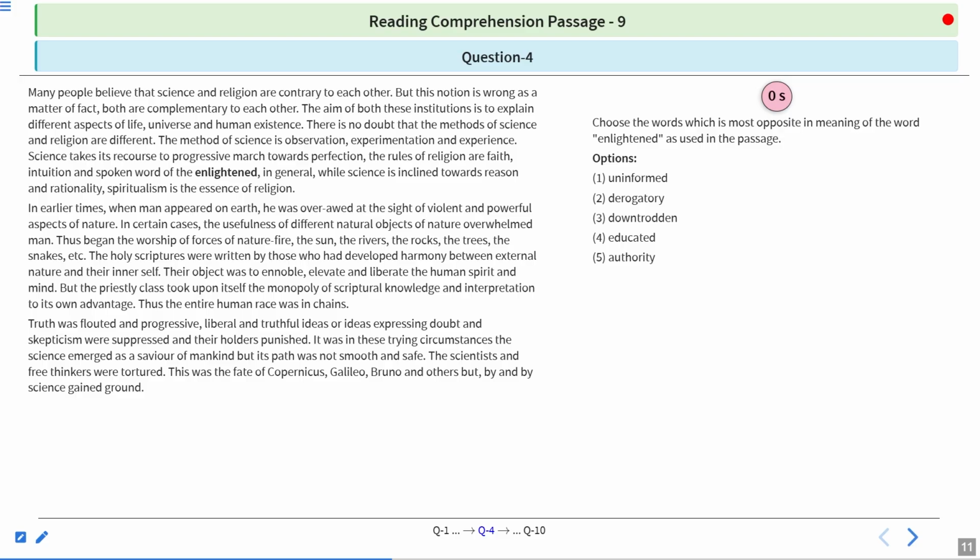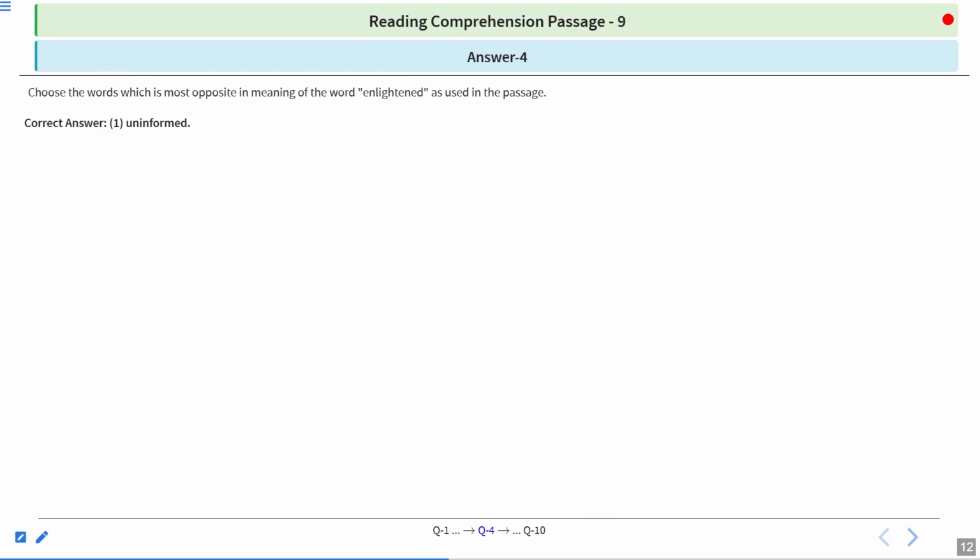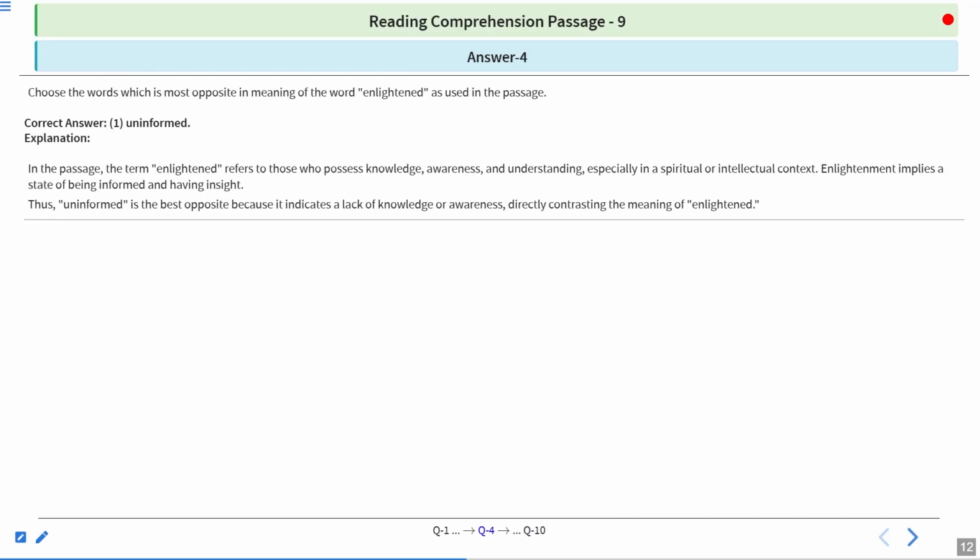I hope you have understood. Let's move to the correct answer. The correct answer is 1. Uninformed. And the explanation is in the passage, the term enlightened refers to those who possess knowledge, awareness, and understanding, especially in a spiritual or intellectual context. Enlightenment implies a state of being informed and having insight. Thus, uninformed is the best opposite because it indicates a lack of knowledge or awareness, directly contrasting the meaning of enlightened.